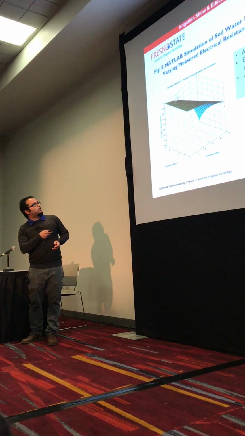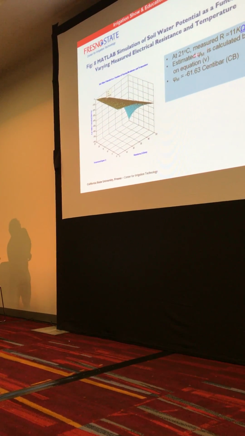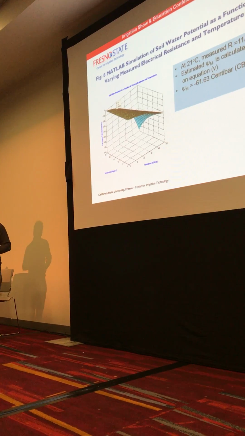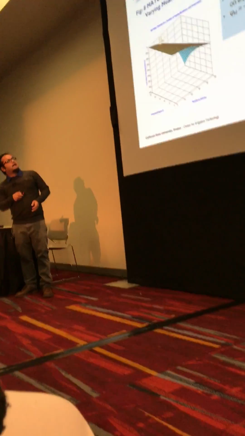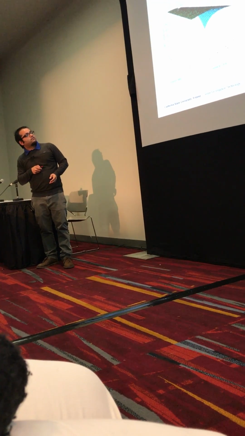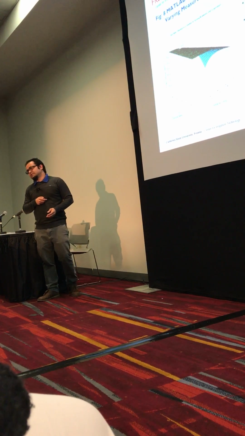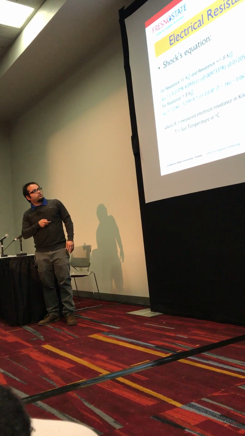I have just plugged in, I can show you this point here. You see, at 21 degrees centigrade, because all of our tests were in lab conditions, environmentally controlled, we did this testing at 21 degrees Celsius. And it was 11 kilo ohm measured, we get roughly minus 61.60 centibar of matric potential. And this is just a simulation of equation number 4 and 5.